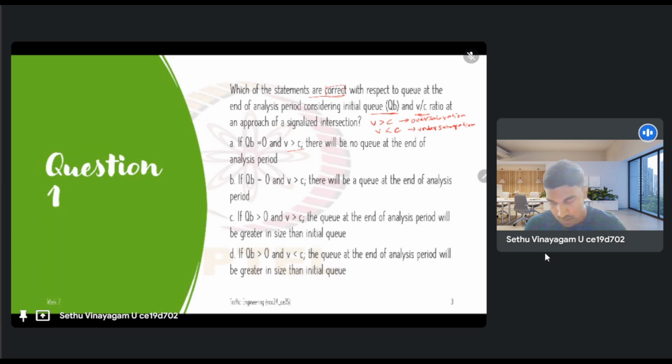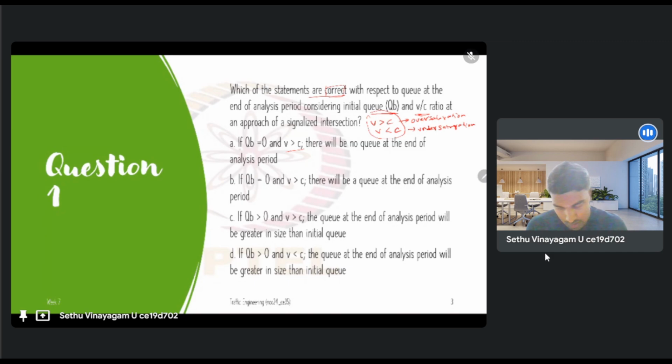So we have to look at the combination of these two and then say what happens at the end of our analysis period: whether there was an initial Q or not at the beginning of the analysis period, and then what happens during the analysis period is determined by your V by C ratio. Depending on these two, we have to say what is going to happen at the end of our analysis period with respect to Q.